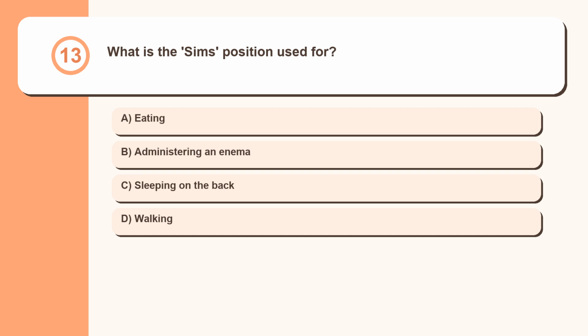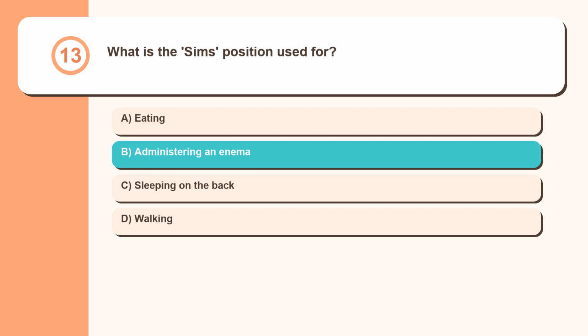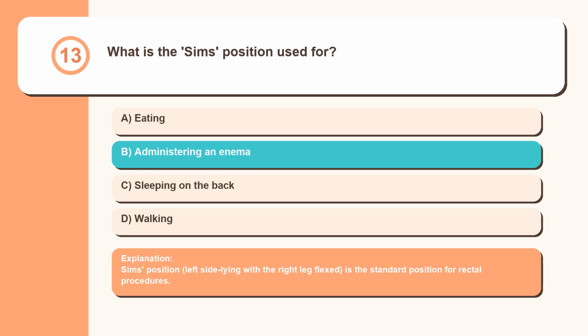Question 13. What is the Sims position used for? Eating, administering an enema, sleeping on the back, walking. Sims position, left side lying with the right leg flexed, is the standard position for rectal procedures.